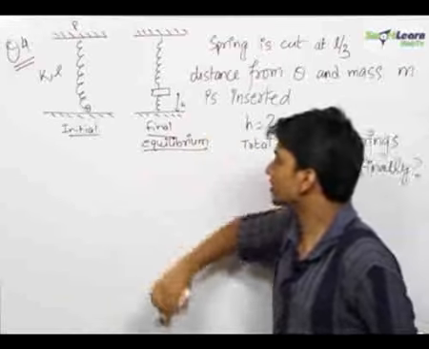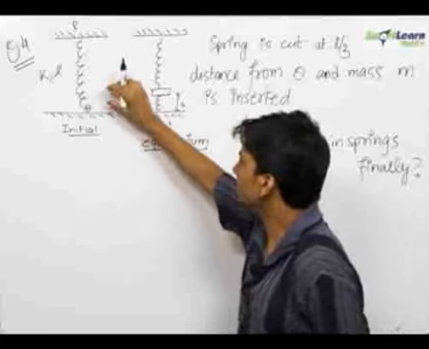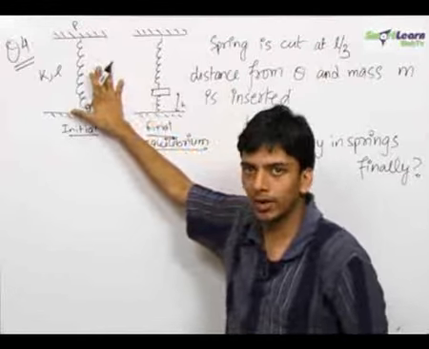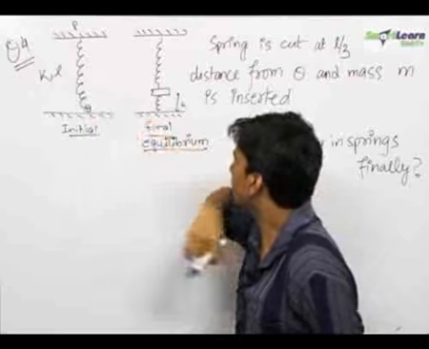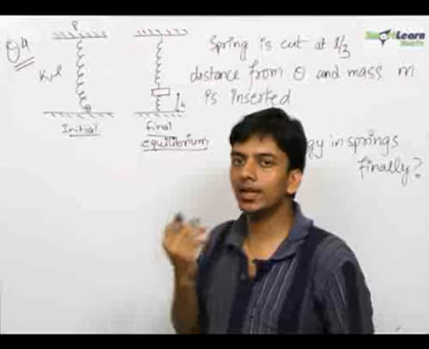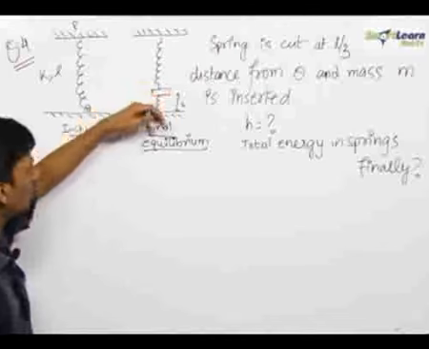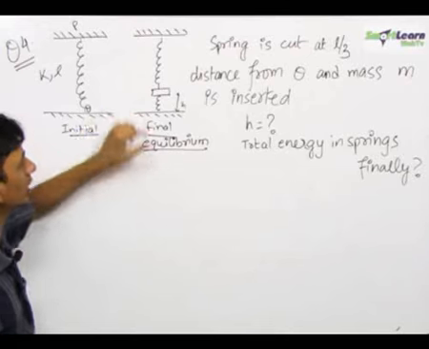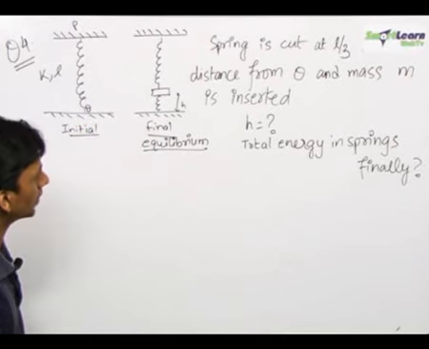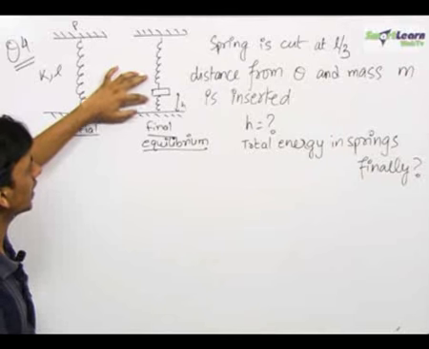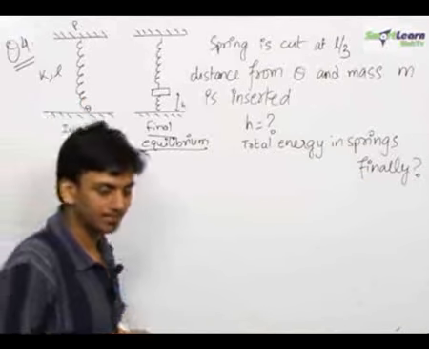What happens in the question is that from the initial position, the spring is cut at distance L by 3. Initially the spring is at its natural length. It is cut at distance L by 3 and then a mass m is inserted. After inserting that mass m, it comes down a little and it finally stabilizes at this final equilibrium position at a distance h from the ground. You need to find out this h and the total energy stored in the springs at this final position.